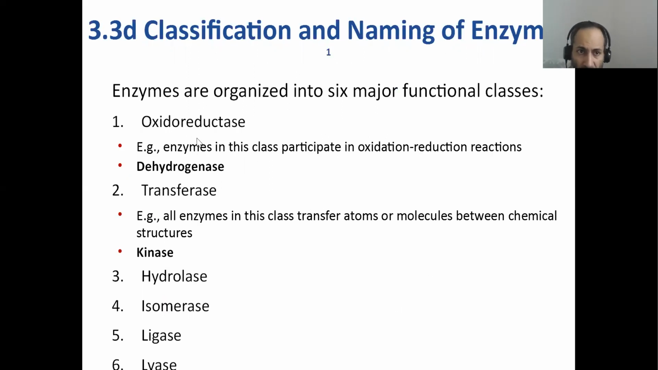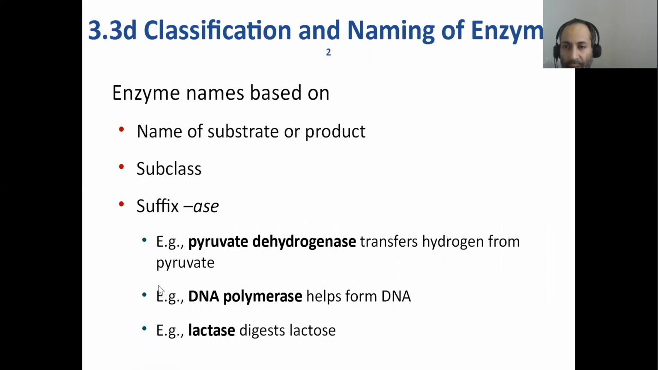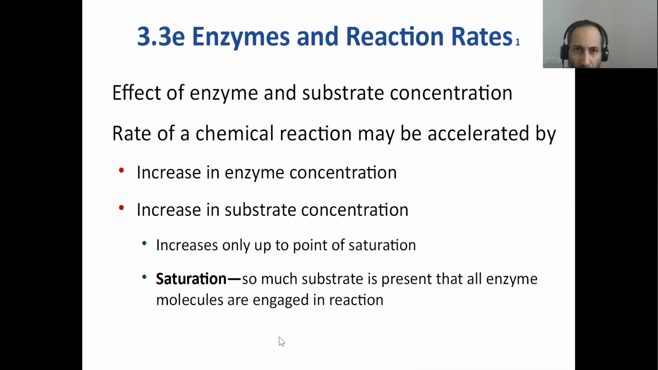So look at that, a number of enzymes, examples given here. What do they all share in common? The suffix ase: hydrolase, isomerase, ligase, lyase. And the prefix tells you what they do. Lyase, they help you lyse, break down stuff. Isomerase, they act on isomers. Hydrolase, they help with hydrolysis, right? So the name, the prefix, tells you what exactly that enzyme is working on. So here are some examples. For example, pyruvate dehydrogenase transfers hydrogen from pyruvate. DNA polymerase helps form DNA. Lactase digests lactose. So pretty self-apparent there, okay?